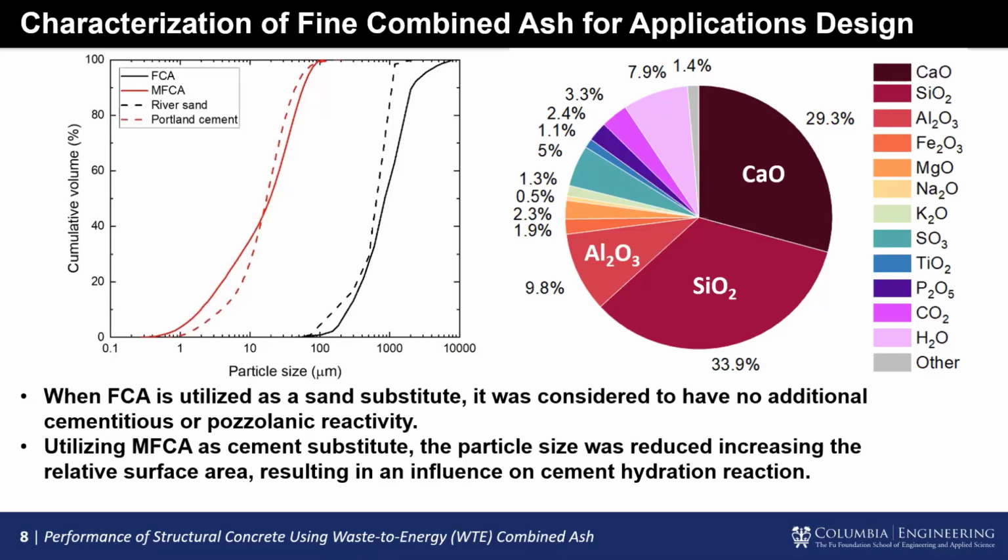The fine combined ash contains 29% of calcium oxide, 34% of silicon oxide, and 10% of aluminum oxide. The silica and the aluminum compounds in the fine combined ash have the possibility to react with the portlandite in the cementitious hydration products through the pozzolanic reaction.